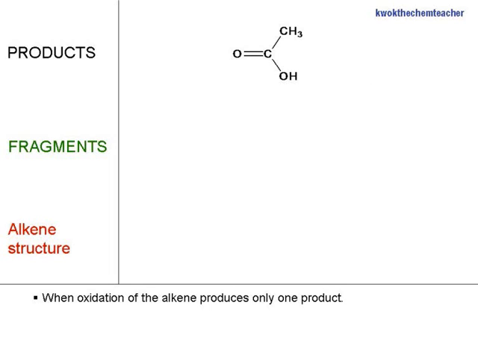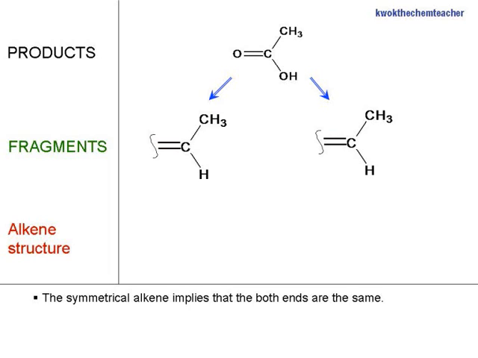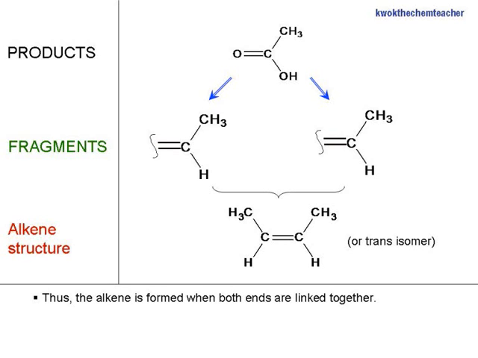When oxidation of the alkene produces only one product, this means that the alkene is symmetrical. The product comes from an alkene fragment that has one CH3 and one hydrogen. The symmetrical alkene implies that both ends are the same. Thus, the alkene is formed when both ends are joined together.